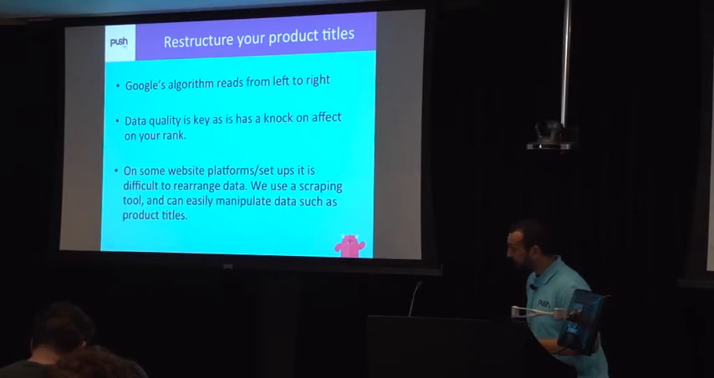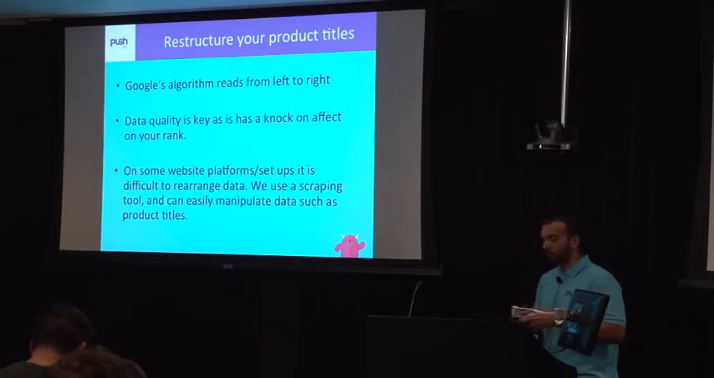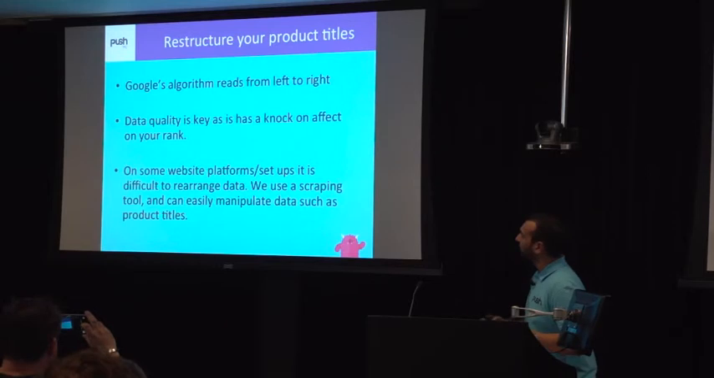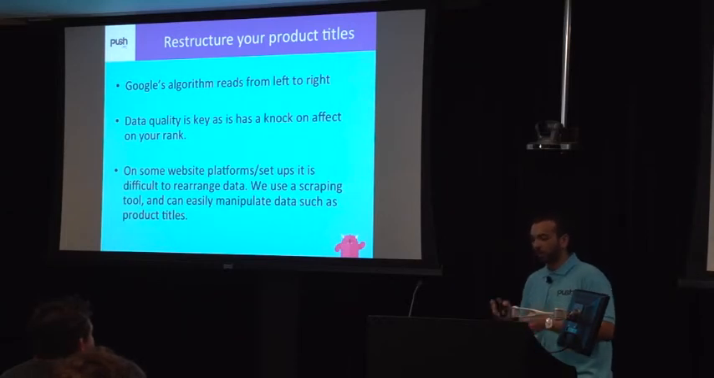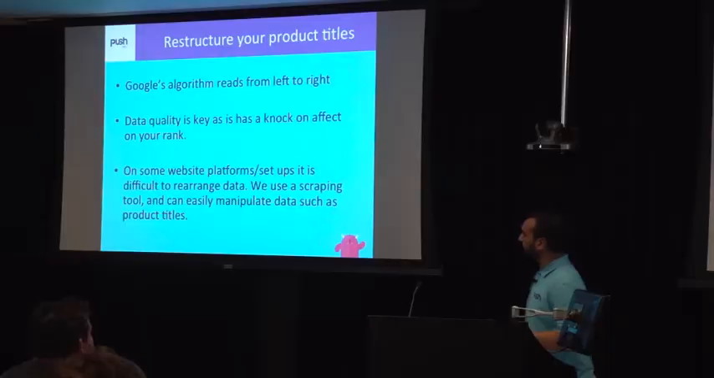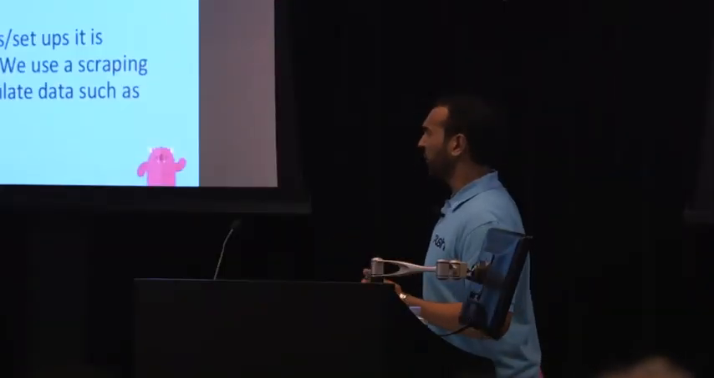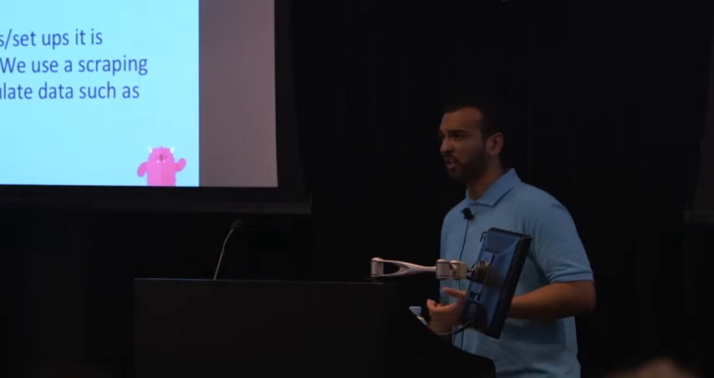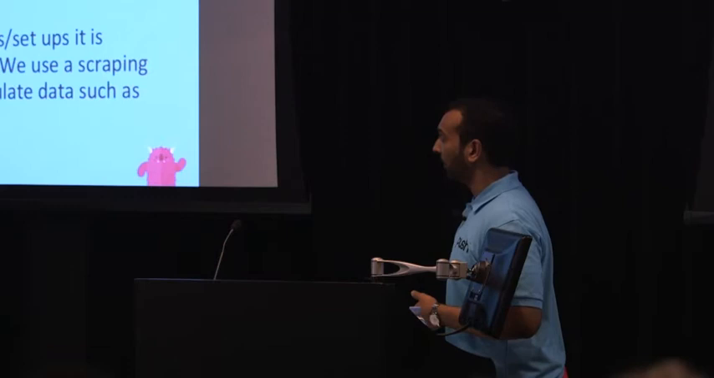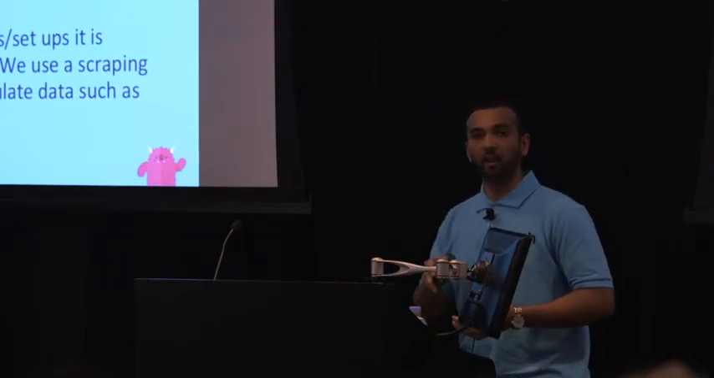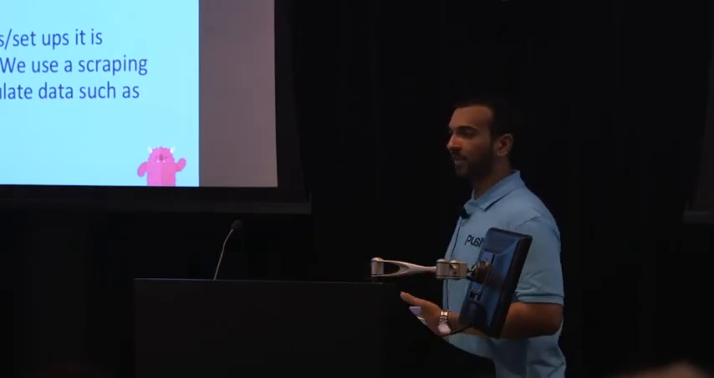Something else that we recommend is to look after your data quality, especially because Google's algorithm reads from the left-hand side to the right-hand side, and there's a lot of prominence on titles. What we try and do is analyze, swap and change to find the right configuration. On some website platforms, it's actually difficult to do though. You can't really easily change the product titles, but that's why we've developed a scraping tool, so we can scrape the information as it is live on the website, so we can go on to manipulate the data as we need.